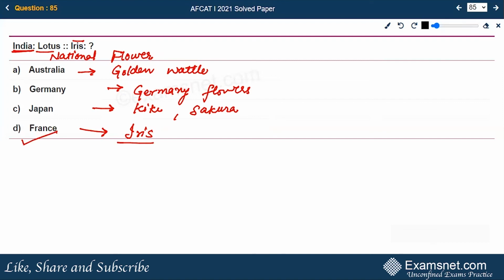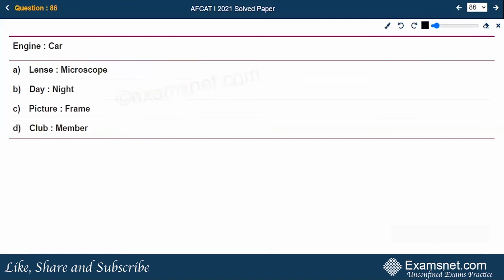Next, question number 86. Engine is related to car. And then you have to see which of the options is having the similar type of relationship. See, car works on engine. Car is nothing if its engine is not there. The engine is the main working part of the car.